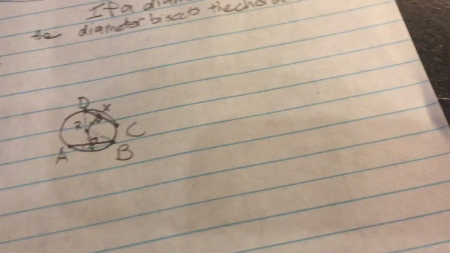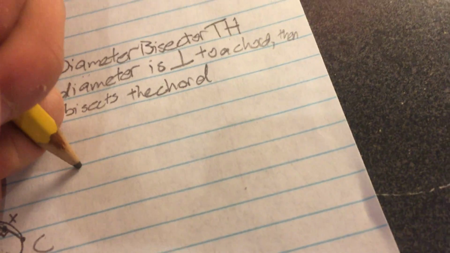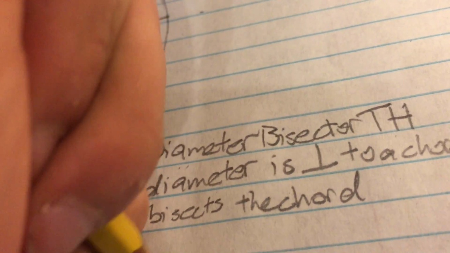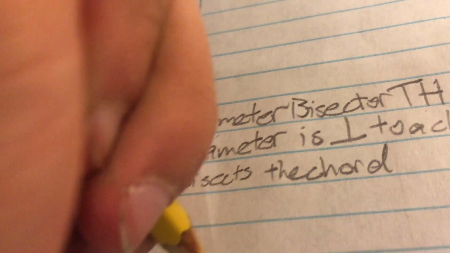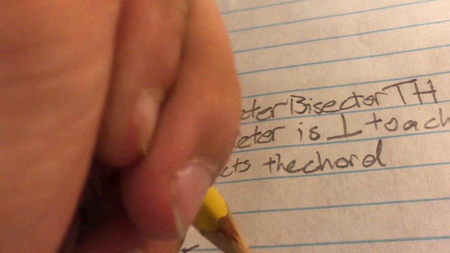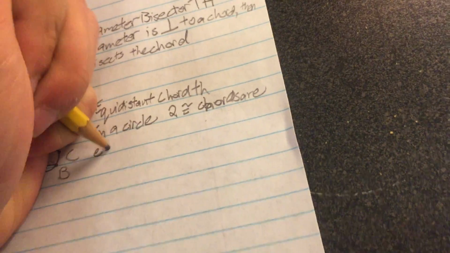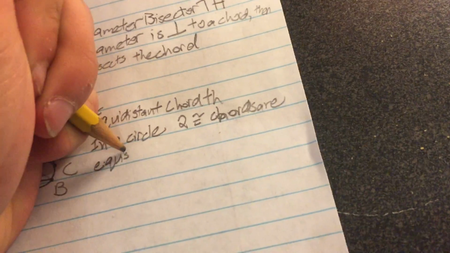Alright. So let's write this, and it's gonna be the equidistant. You guys know what equidistant is, right? It's on page 340 if you don't know. So in a circle, two congruent chords are equidistant. Wow.